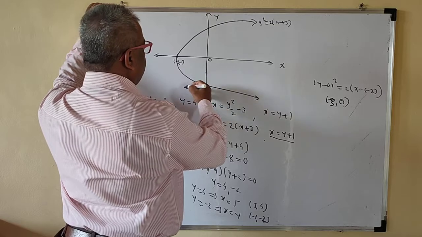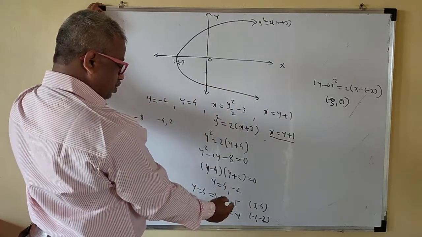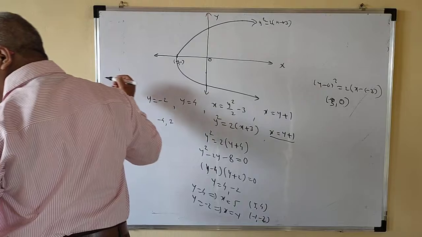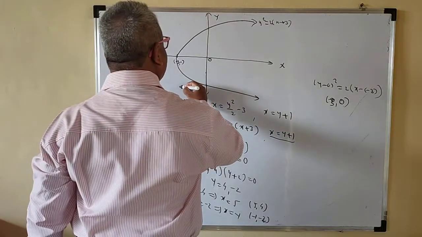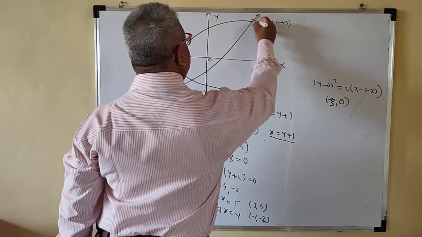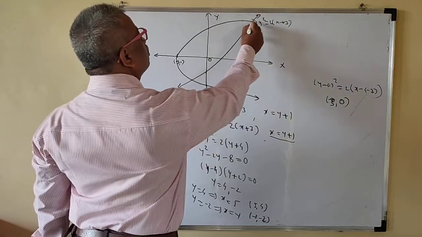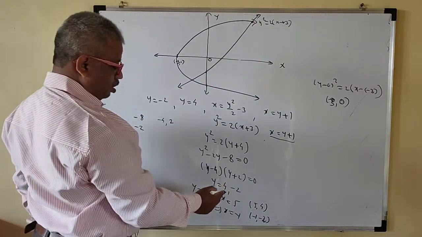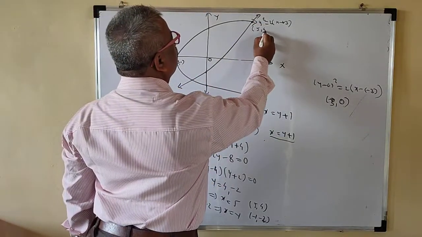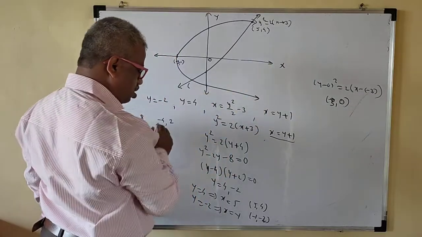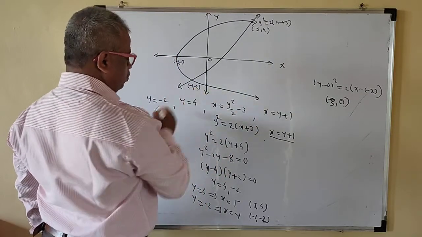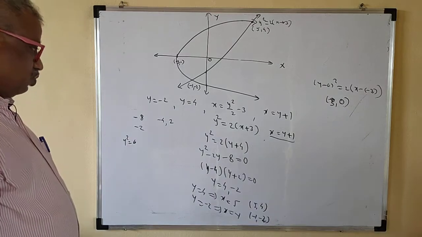Okay, so that means what? And this is minus 1, minus 2. That means here your line is like this. This point is 5, 4. And this point is minus 1, minus 2.